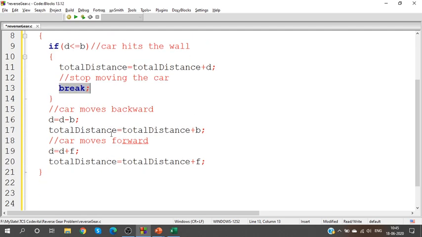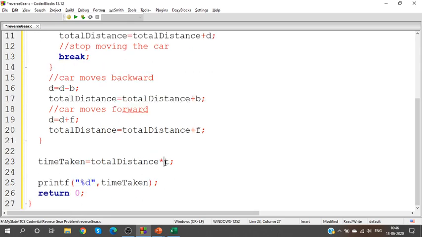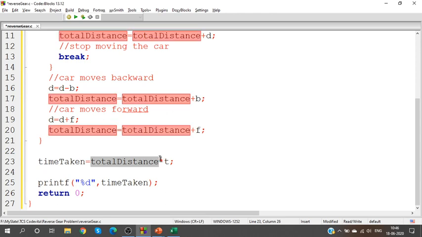Okay, now finally we need to calculate time taken. How will I calculate time taken? Time taken is nothing but, for 1 meter we require 3 seconds. So in this case, the total distance into T, where T is time taken for 1 meter. I have covered these many meters, so the total distance into time will give you the total time taken.